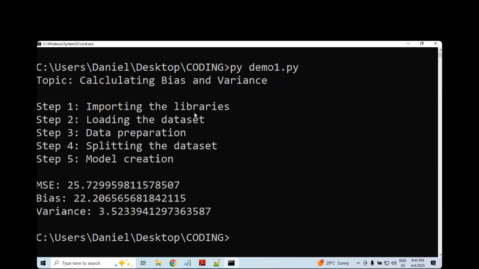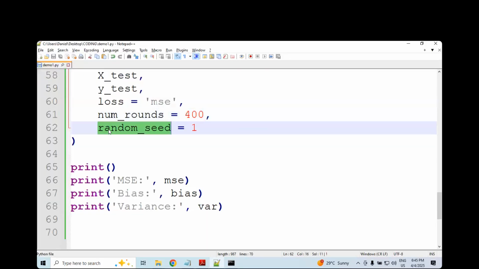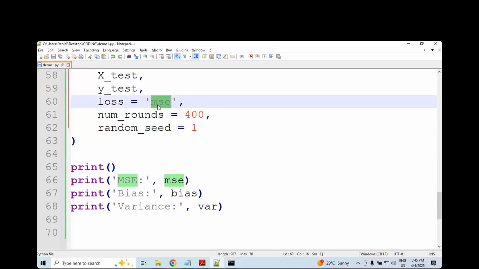Still you are getting the same thing. Sir, it takes a little longer time. When you are increasing the random underscore seed, you can change the MSE. You can change this one also. Instead of MSE, you can go for RMSE.